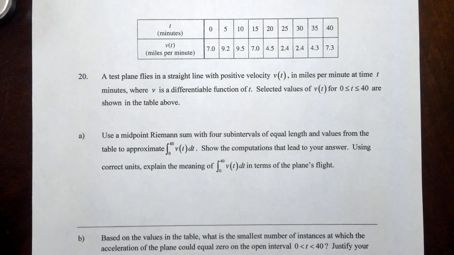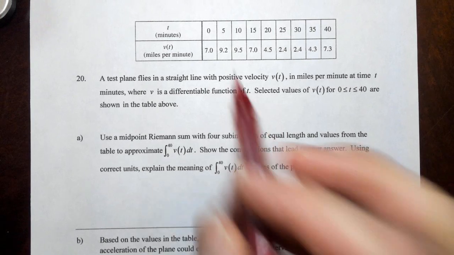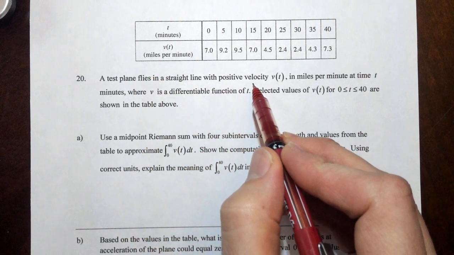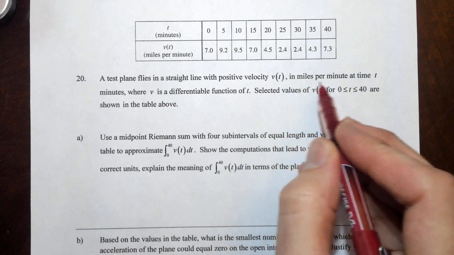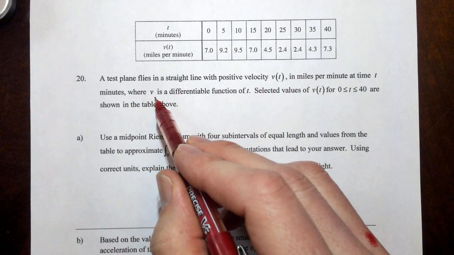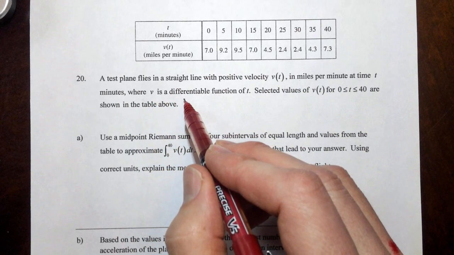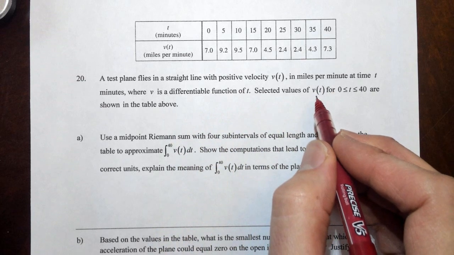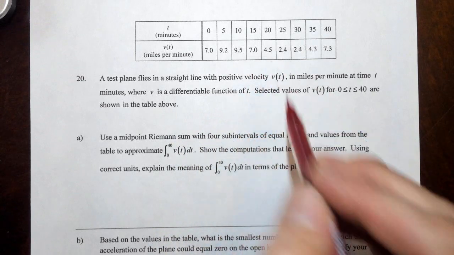All right, for the final page of the study guide, the free response question, we've got a test plane that's flying in a line and has a positive velocity. We're told the velocity is in miles per minute, and t is measured in minutes. V is differentiable. Okay, that means that acceleration exists for all values of t. They give us certain values of v up here in the table.